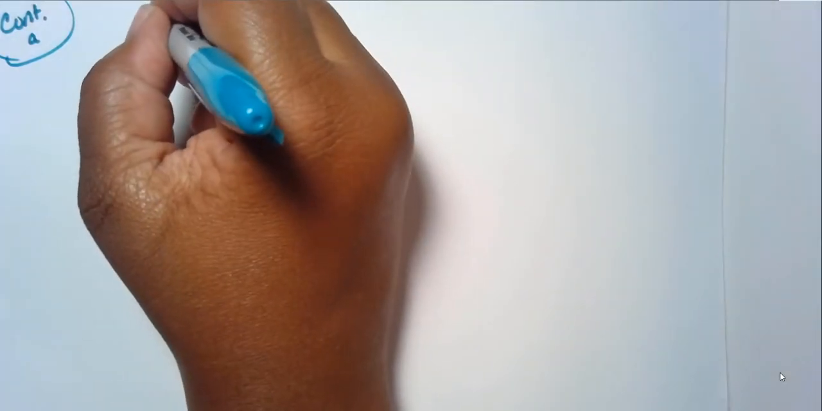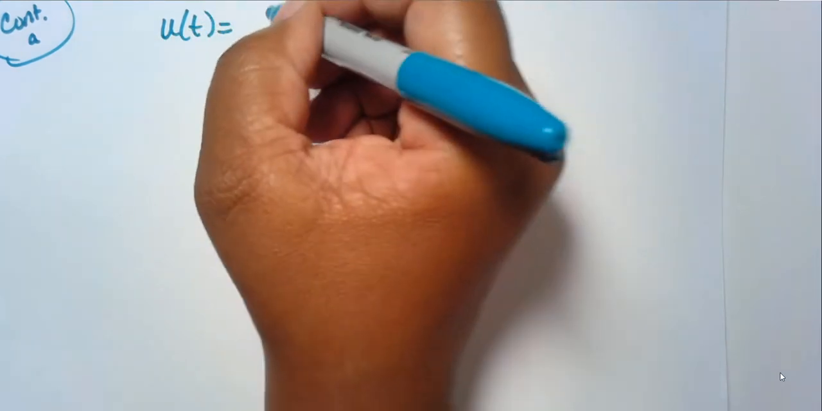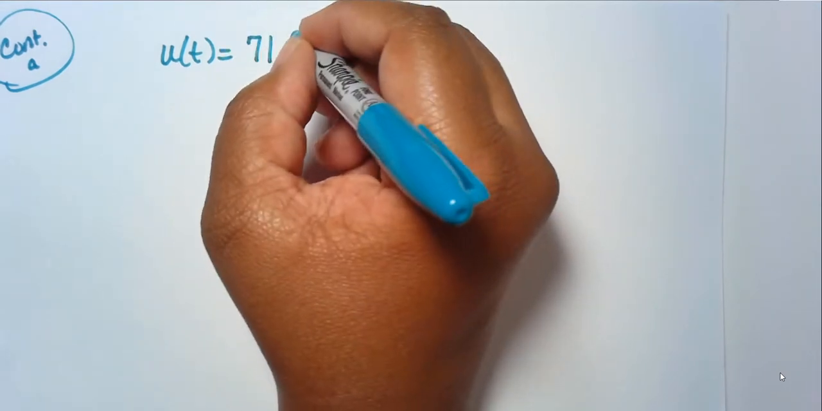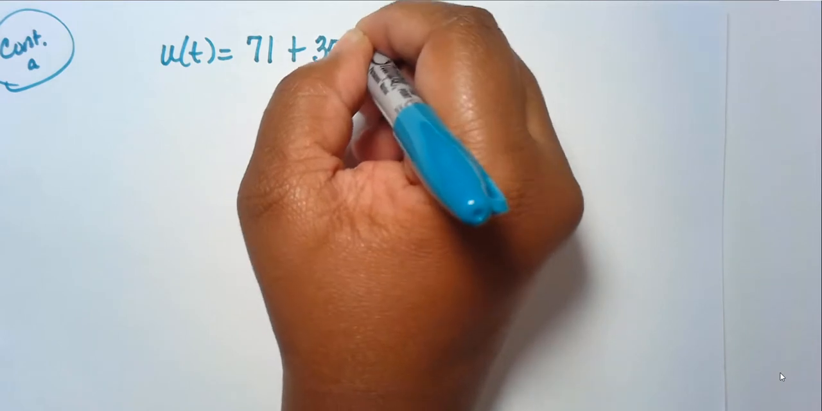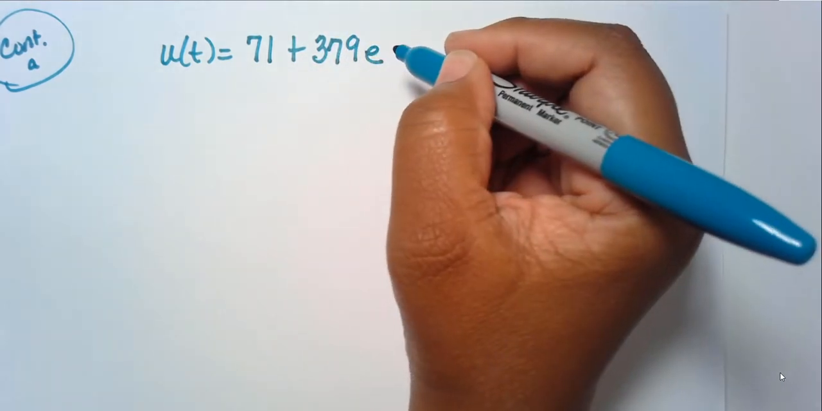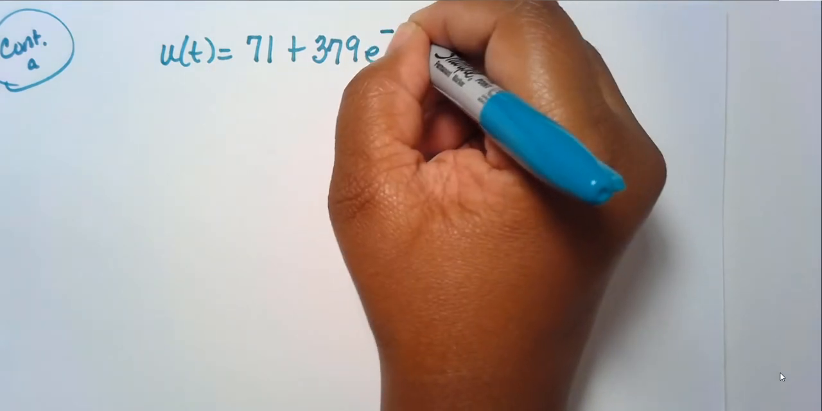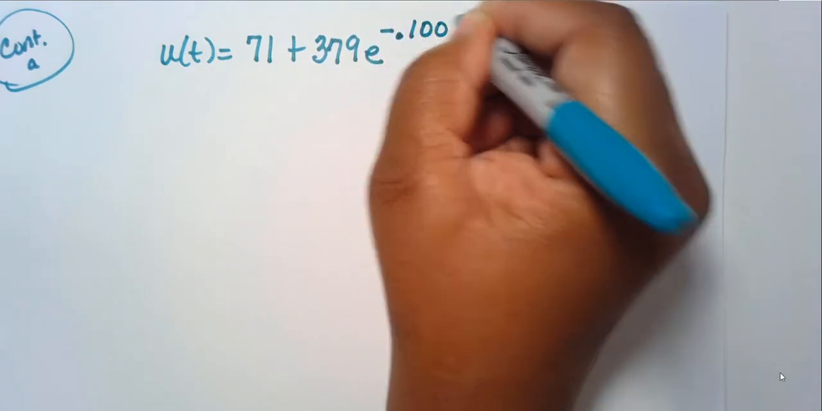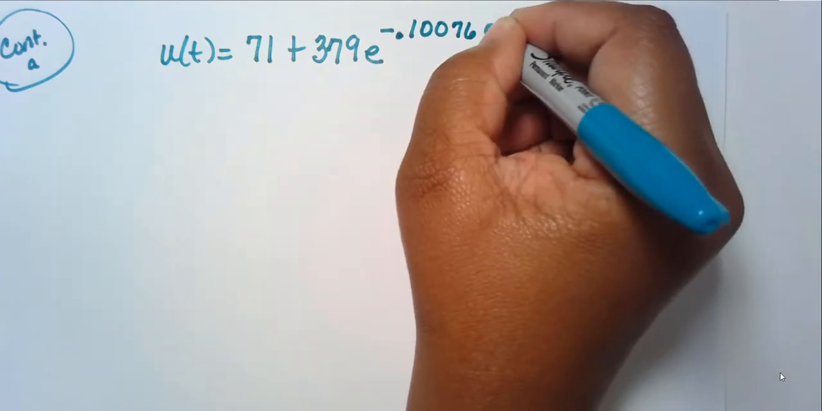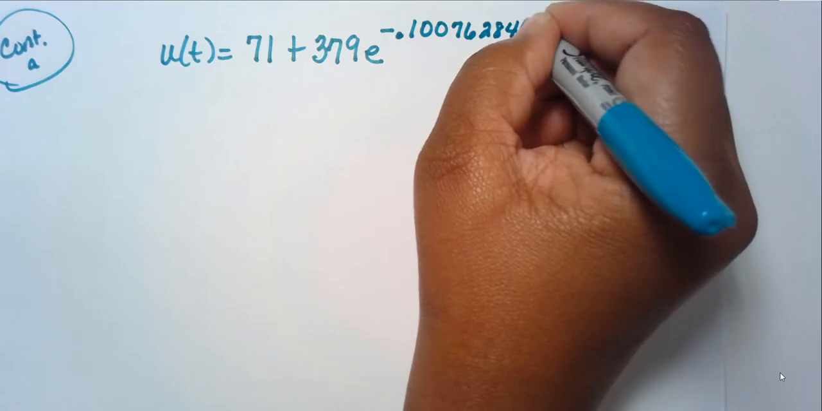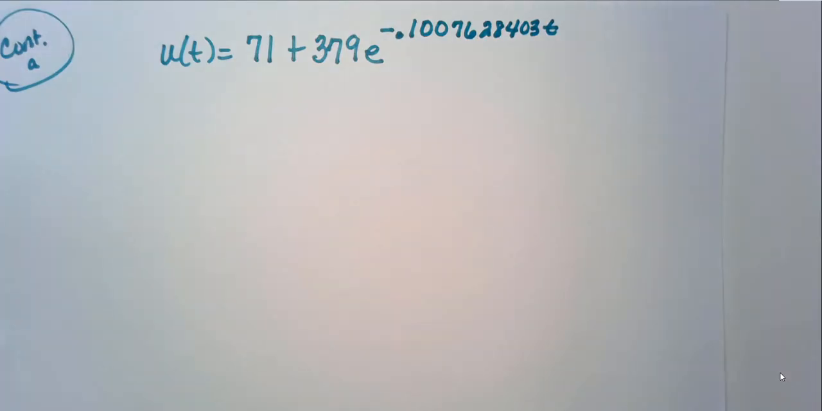So going back, we have our formula U of T is equal to 71 plus 379 times e raised to our negative 0.1007628403 times T. All right.